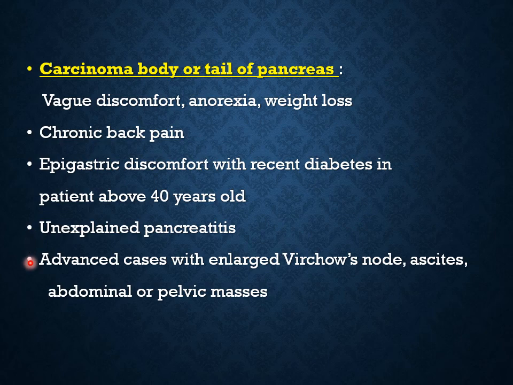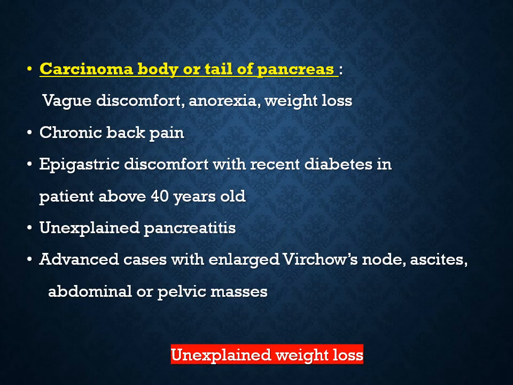Advanced cases present with enlarged lymph nodes, ascites, and abdominal and pelvic metastases. That means there is evidence of metastasis, but the primary cannot be detected on clinical grounds. So an important fact that you must remember is unexplained weight loss in elderly patients. One of the causes that must always be included is carcinoma of the pancreas, especially of the body or tail, which may not produce clinical obstructive jaundice.